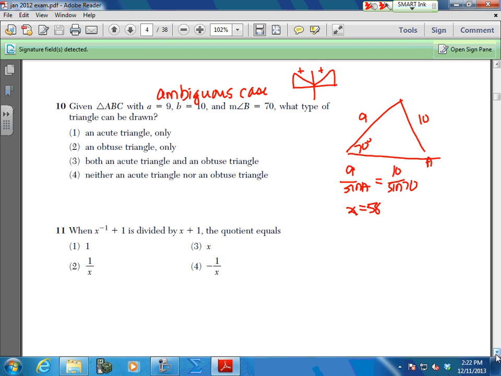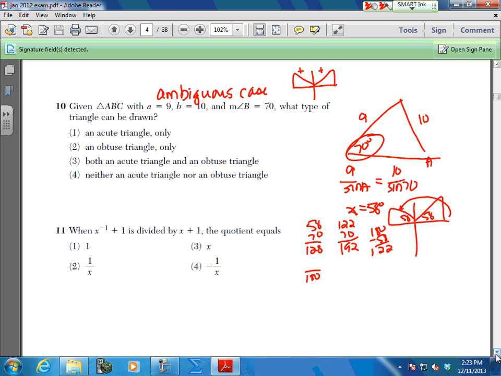You're going to get an angle of 58. Now 58 happens in quadrant 1, or in quadrant 2, 180 minus 58. Now this will give you the other angle. But since you already have a 70, if you take 58 and add your 70, you're okay. You can still squeeze in another angle to add up to 180. But in the obtuse case, 122 plus 70 already gives you 192. That can't happen, and you don't even have your third angle. So you're only going to get one situation, an acute triangle only.